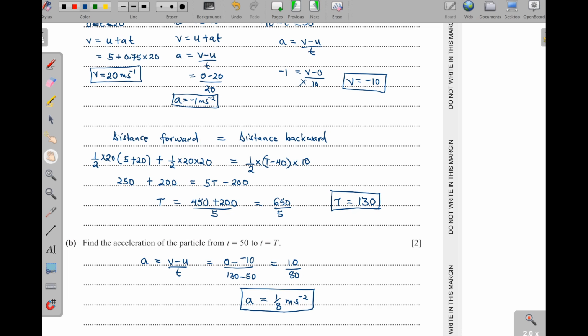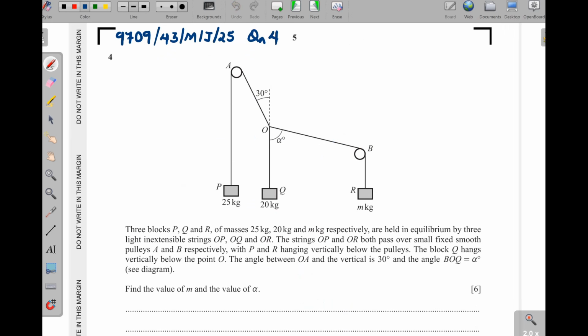So that is that. Question 4 is from connected particles. 3 blocks P, Q, and R of masses 25 kilograms, 20 kilograms, and m kilograms respectively are held in equilibrium by 3 light inextensible strings OP, OQ, and OR.